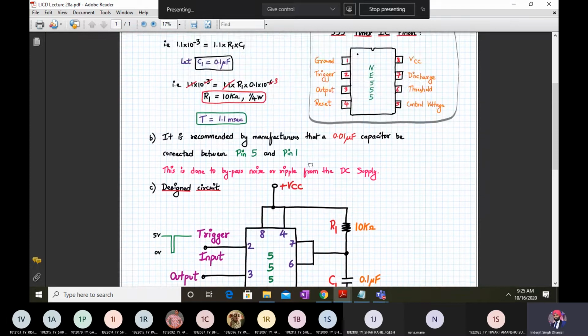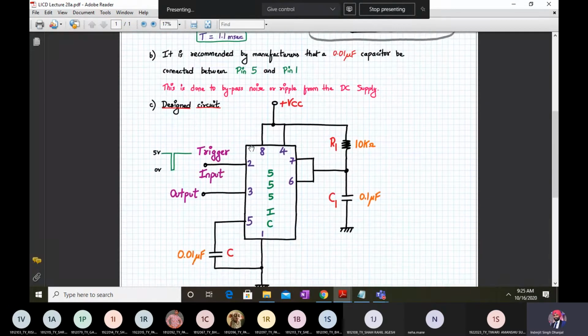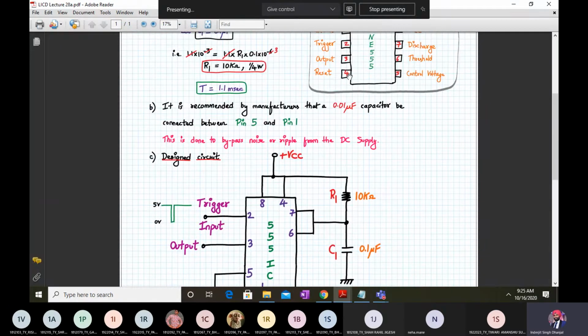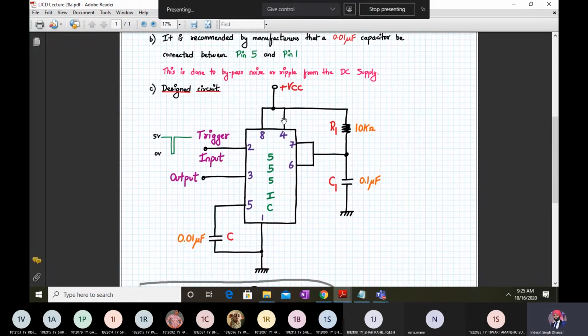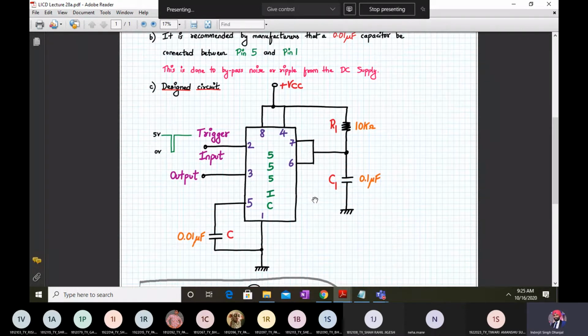Now let us see over here, pin number 8 is your VCC, and pin number 4 is reset. If it is not used, it is connected to plus VCC. So 8 and 4 are connected to plus VCC, and you have R1 and C1 connected between 7 and 6. The trigger input is applied at pin number 2, and the output is measured across pin number 3. So this is my designed circuit for my monostable multivibrator.